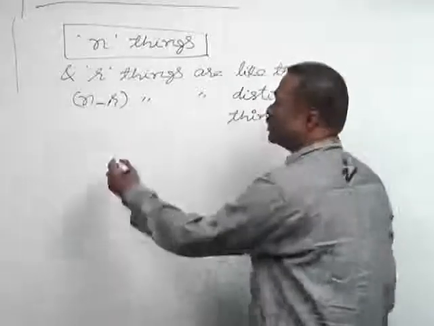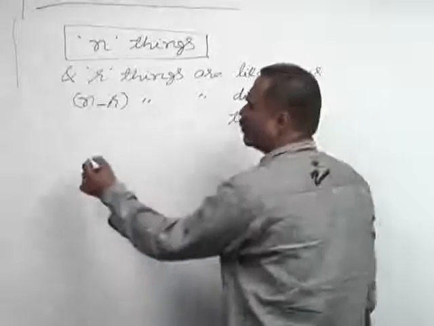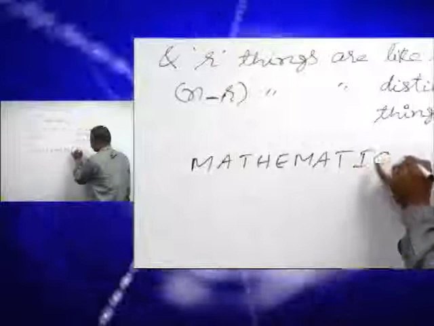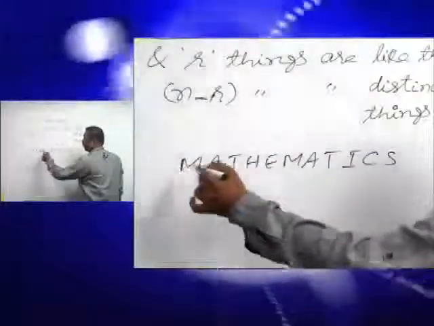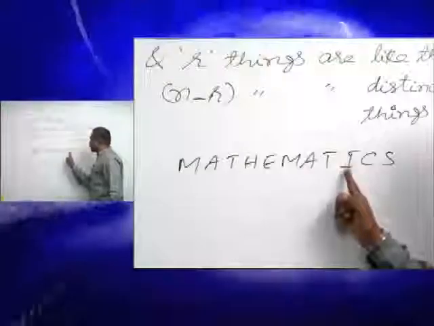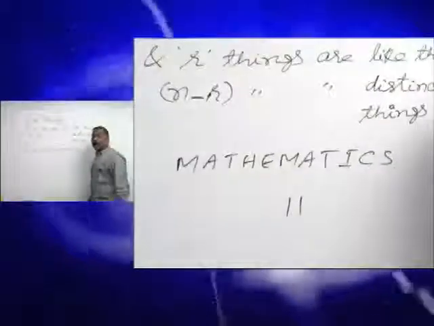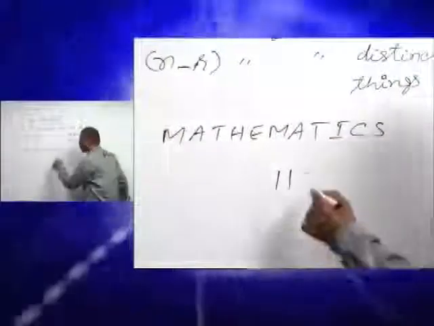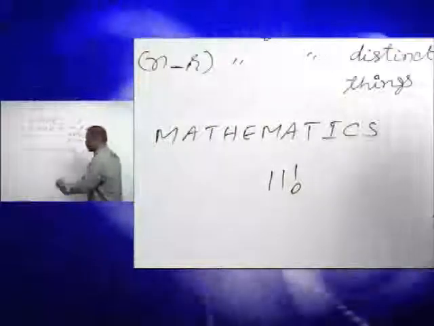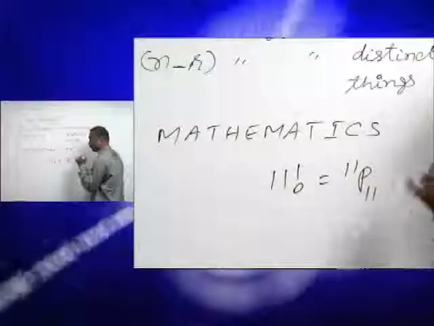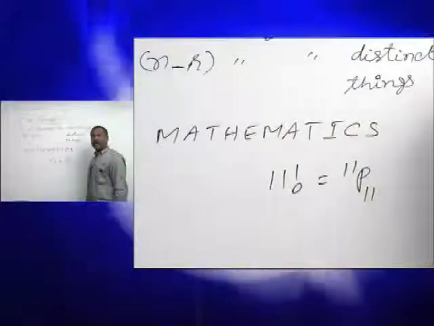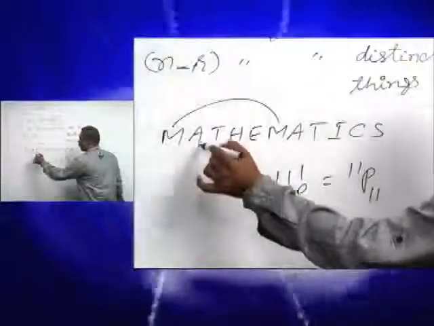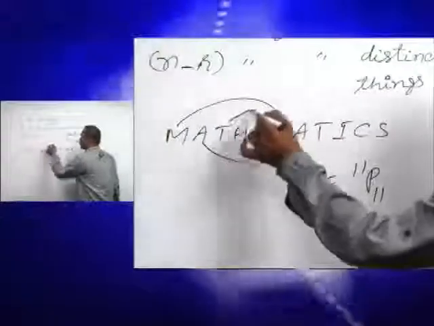Regarding the number of arrangements, I'll explain the meaning briefly. Take the word mathematics. How many letters are here? 4 plus 4 is 8, plus 3 is 11. Without any repetition or like things, they can be arranged in 11 factorial ways, or you can say 11P11 ways, which is nothing but 11 factorial. But you have 2 m's here, 2 a's here, and 2 t's here.